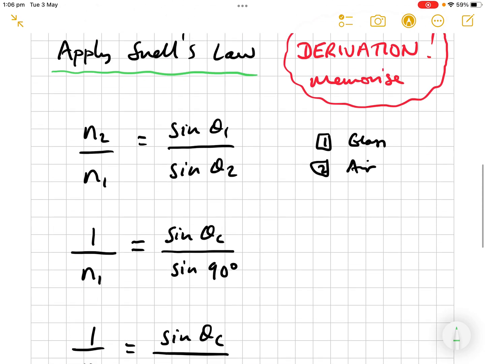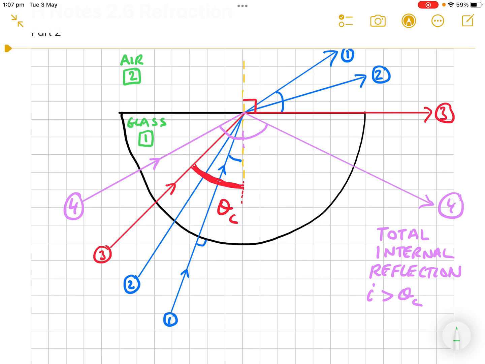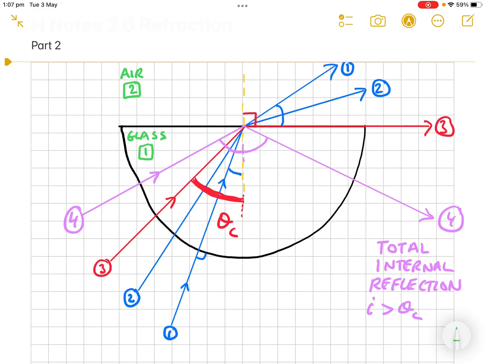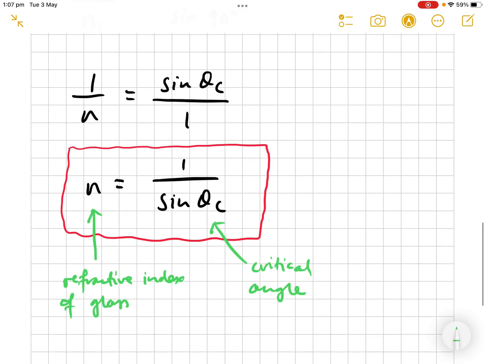Note of course that for total internal reflection to occur, the light must already be in the denser medium, in this case inside the glass, and the external medium is the less dense medium, the rarer one. It's called total internal reflection because you do get partial reflections for all of these 4 rays, but I've not shown those on the diagram just for clarity.